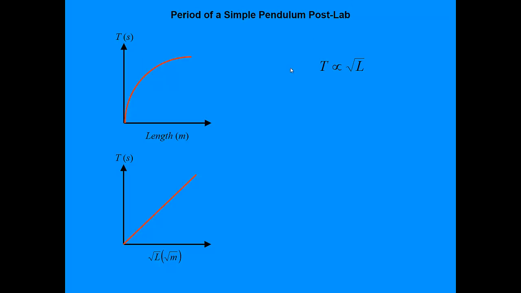Notice how the length goes up faster than the period does. That's why the original graph levels off, right? Slope is rise over run, so the rise goes up slower than the run. You get a graph that levels off.